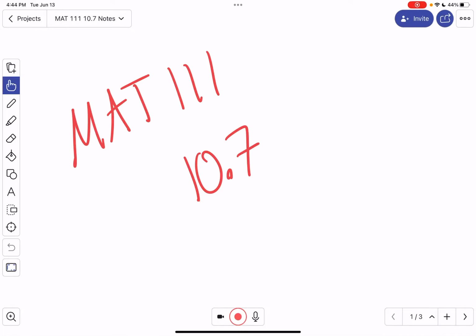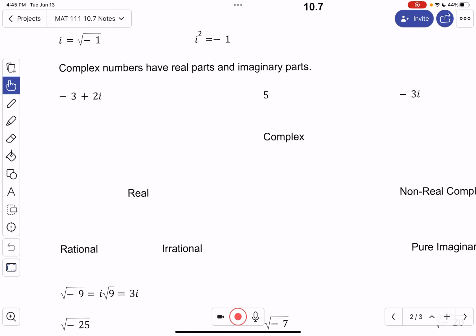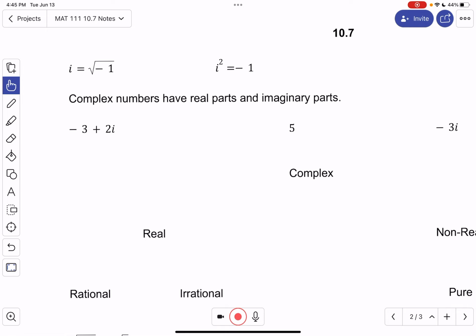All right, so 10.7 is going to talk about complex numbers. So this is what happens when you get those negatives in your even radicals. And here's what we do. Mathematicians don't like when they can't get an answer, so they made up an imaginary number.